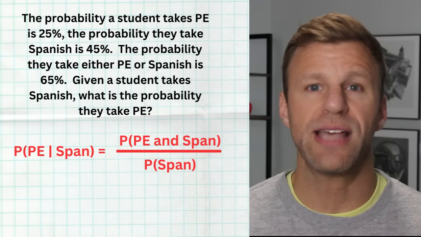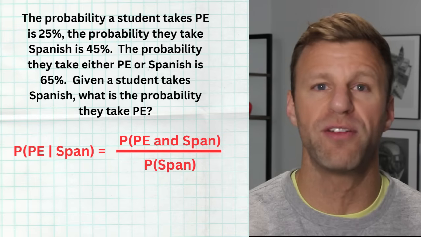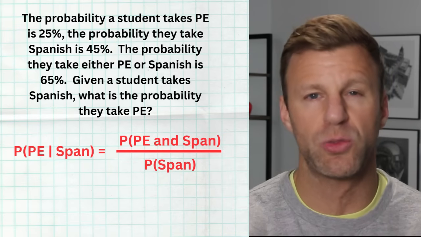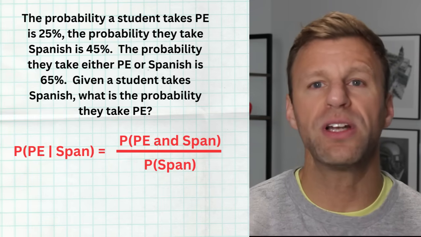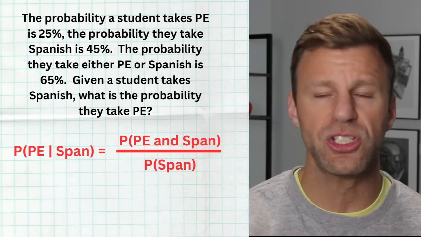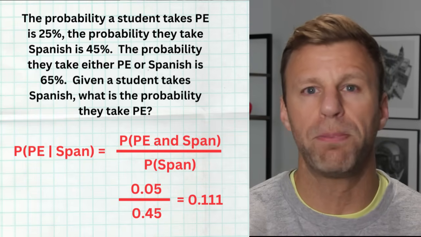So again, I'm just going to set up a little equation here using the formula. In the numerator is going to go the probability of both physical education and Spanish, which we actually already found in the previous problem to be 0.05. Then we're going to divide by the probability that they take Spanish, which we directly know from the problem is 0.45. Divide and we get 0.111.